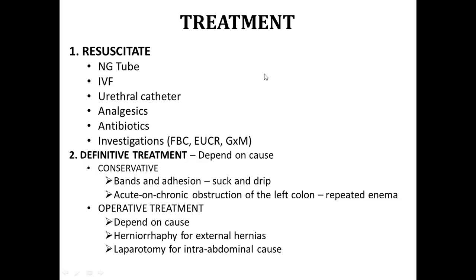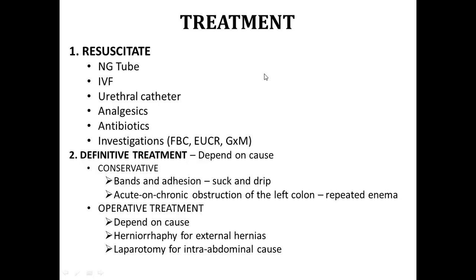Now, for the definitive treatment, first you resuscitate the patient. Once you've passed the IV fluid and corrected the dehydration, we take samples for investigation, which include the full blood count, electrolytes, and creatinine. Whatever is the derangement from your investigation, you correct. Once you correct, you take the patient to theater and then you operate. Whatever type of operation you do inside the theater depends on what you find inside as the cause of the intestinal obstruction.